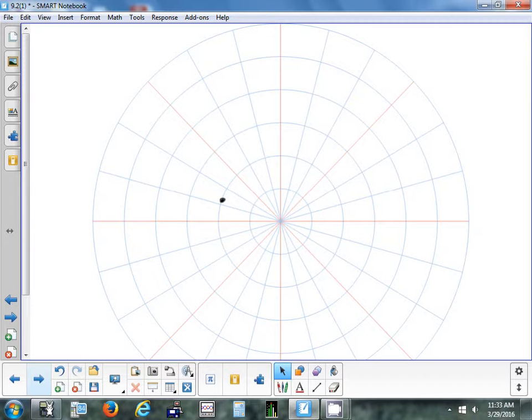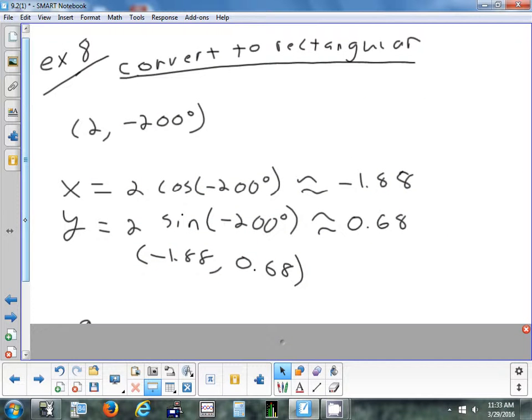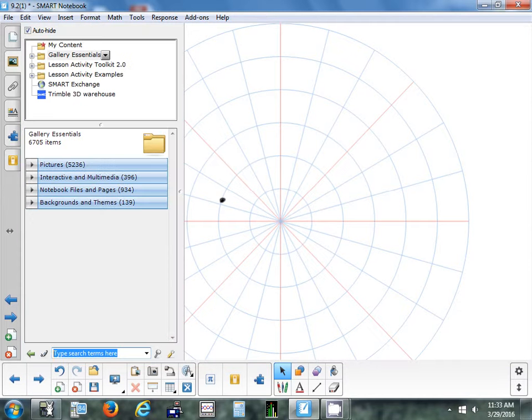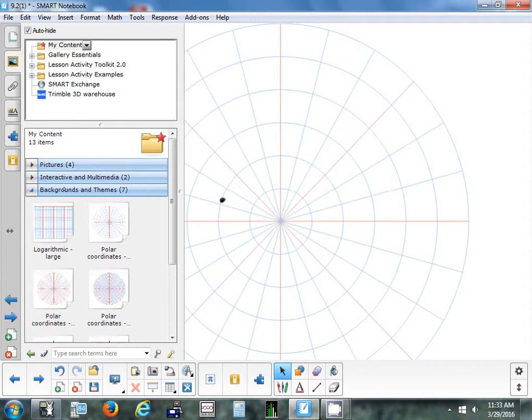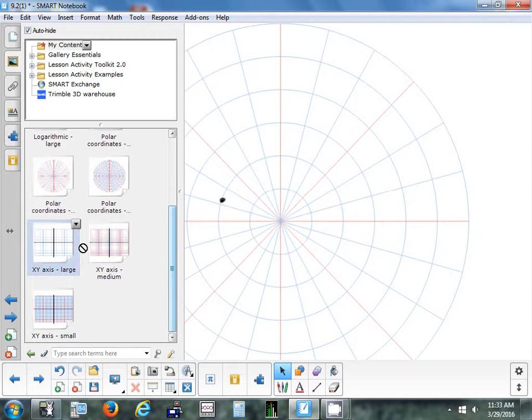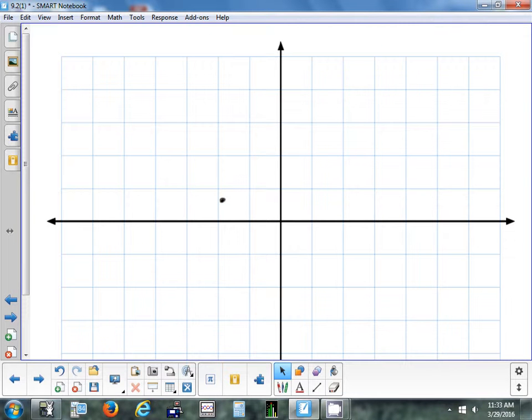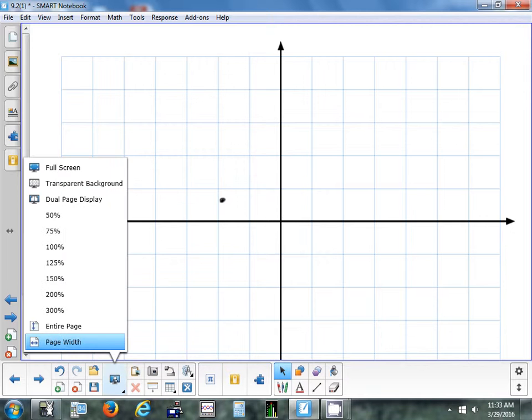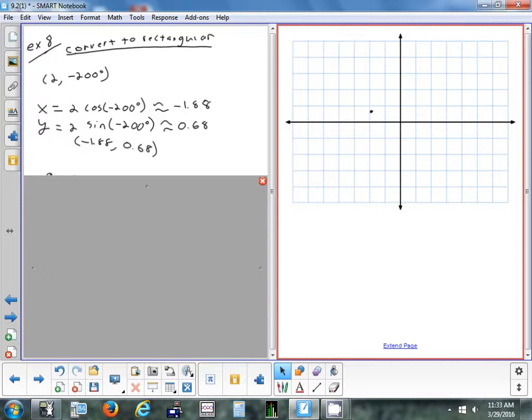Any question on that? Now if I put a rectangular grid right on top of it, it should be almost 2 units to the left and a little bit more than halfway up 1 unit. Okay, let's try it. Let's see, background. And I need the one that's the right scale, so I think it's large. Okay, does that look like that coordinate? It's not quite 2 units to the left and a little bit more than halfway up. That's where it should be. Any questions on that?